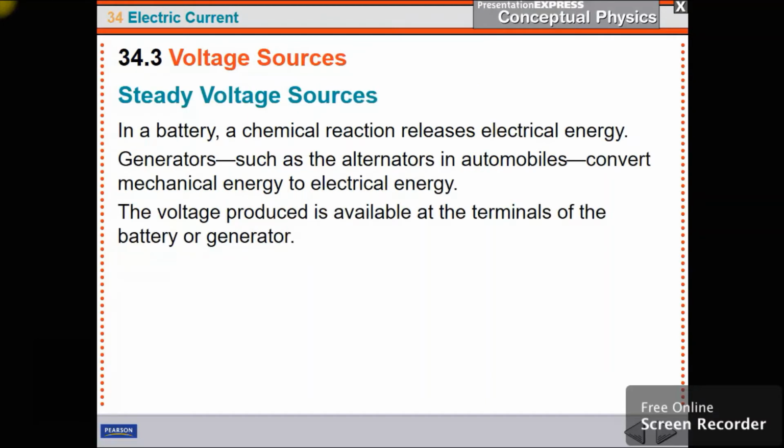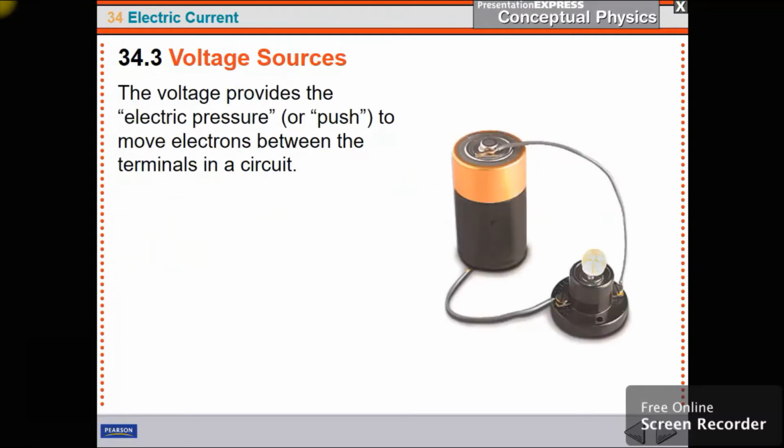Steady voltage sources. In a battery, a chemical reaction releases electrical energy, and in generators, they take the mechanical energy from the engine and turn it into electrical energy. The voltage produced is available at the terminals of the battery or generator. The voltage provides the electric pressure, or push. I much prefer to call it a push, to move electrons between the terminals in a circuit.